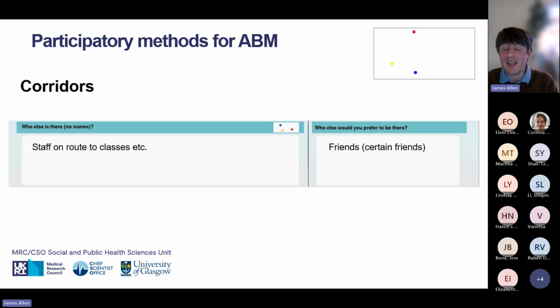Friends, certain friends. Here again, we're getting real socially situated information, right? So who would you prefer to be there? Friends, but certain friends. Well, that's interesting in that it's really certain people that are really important in terms of stressful situations.